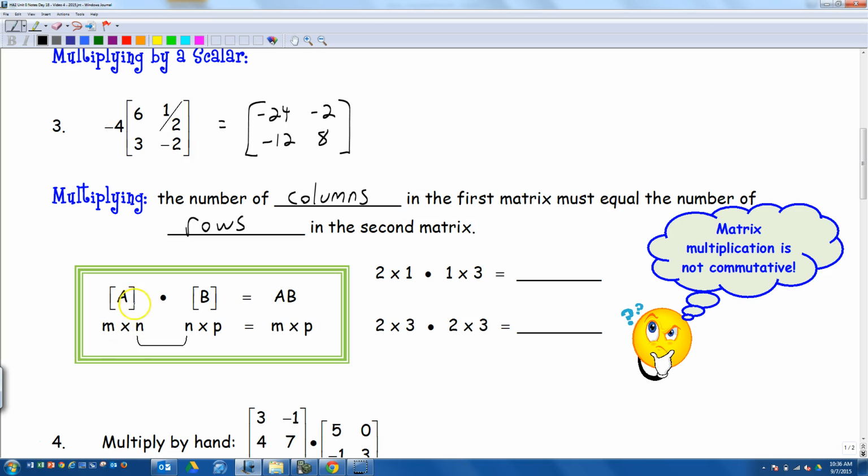So for example, it always goes row by column times row by column, so these have to equal in order to get that, and then when you multiply, you will be left with a matrix that is in the dimensions of m by p. So for this one, these match. So our final matrix, if we multiply these two big matrices together, we'd get a 2 by 3, and this one you can't do because these do not match.